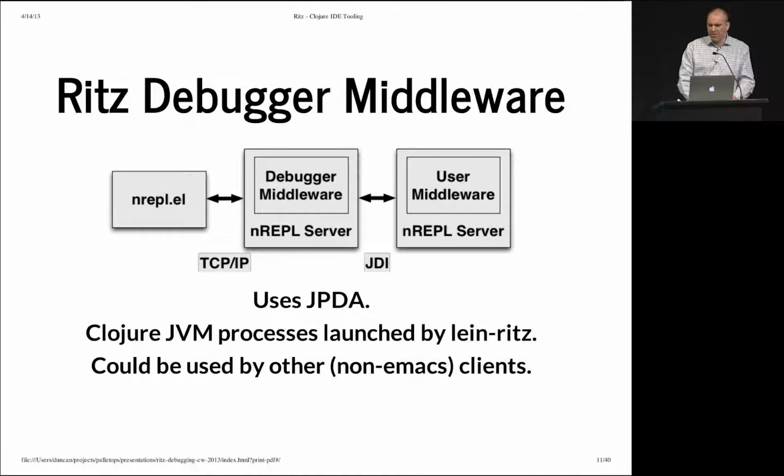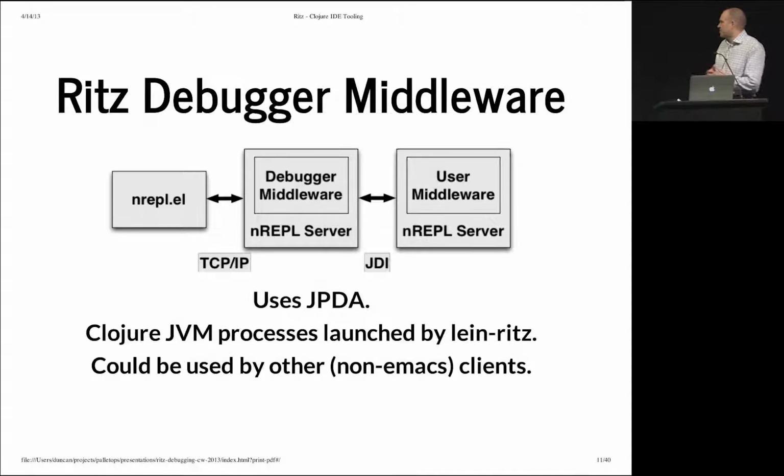Which brings us to the debugger. So the Ritz debugger is built on top of middleware, like all the other functionality. And it uses the JVM facilities for debugging, which is known as the JPDA libraries. And the way that this works is you need two processes. So on the right there's the user process, which runs, and in the middle we have the debugger process, which controls the user process.